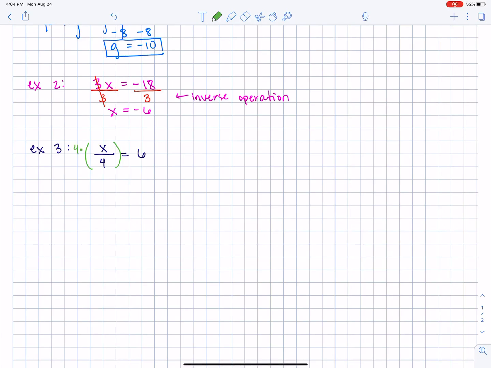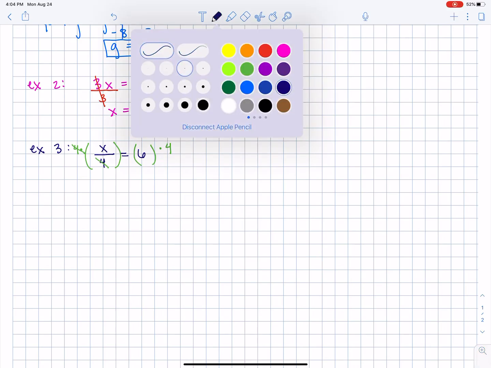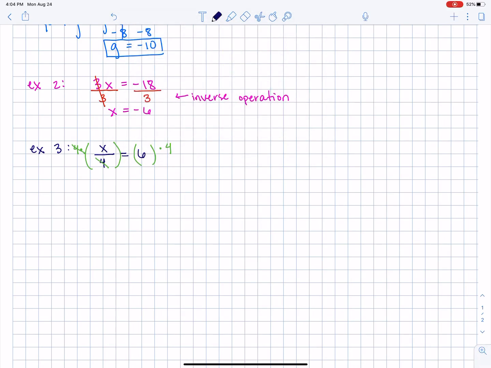All right, and if we multiply one side by 4, we of course have to multiply our other side by 4. If you do something to one side of the equation, you have to do it to the other. It's that balancing act. So 4 over 4 leaves you with just x. So on the left side of our equation, x is equal to, and then here we have 24.